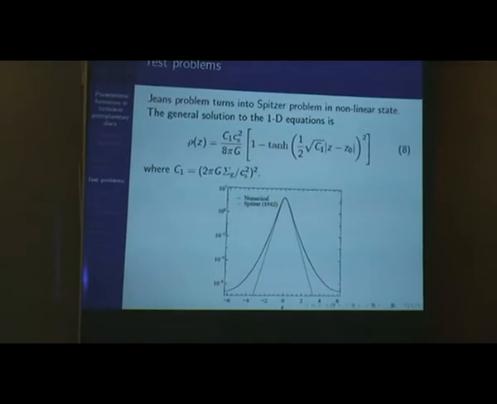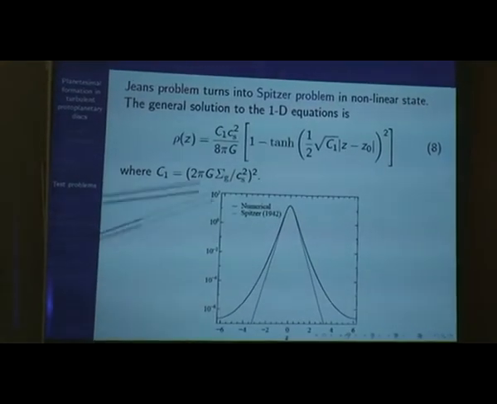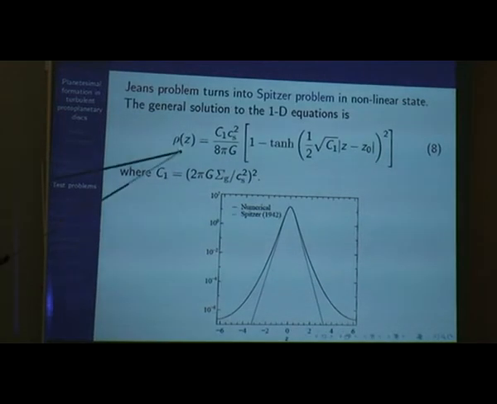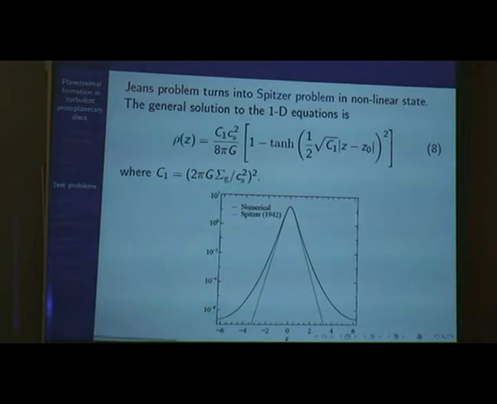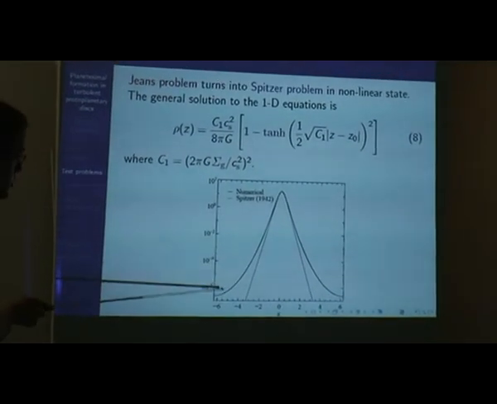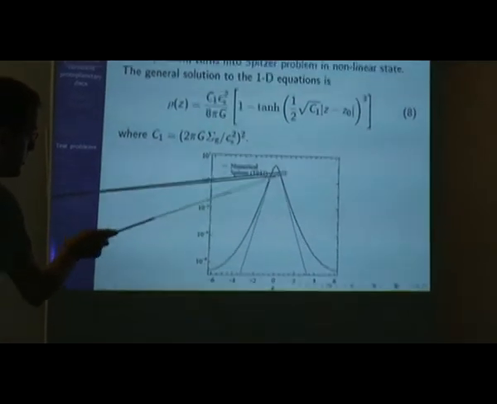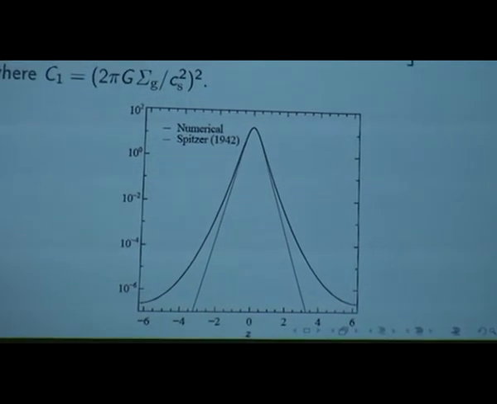One interesting thing is that if you let the Jeans problem evolve non-linearly in 1D, you get another known analytical solution. This comes from Spitzer in 1942. You get this funny rho of z that is some kind of hyperbolic tangent squared, and this is what I'm showing here with this line. This is still just a 1D model. And you can see here that the numerical solution matches very well in the center of the box. At the upper and lower boundary it doesn't match so well because the Spitzer solution assumes infinite space, and this assumes periodic boundary conditions. So that's just something with the boundary conditions.